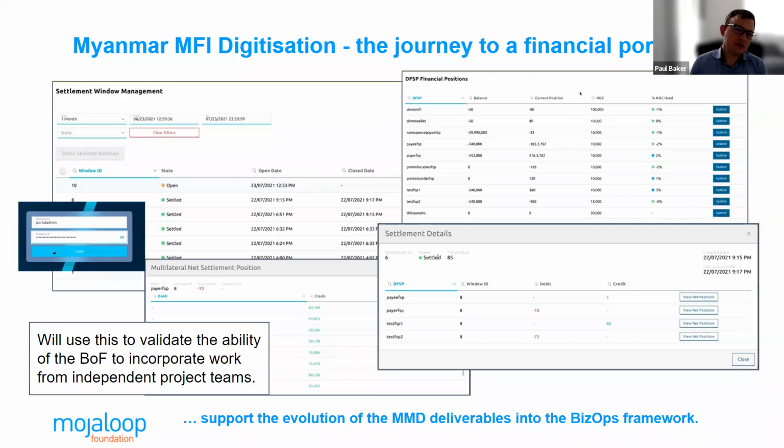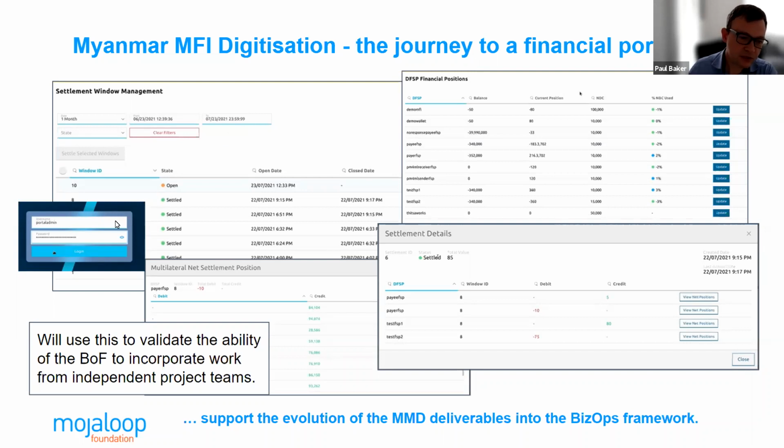So next, I would like to showcase some of the Myanmar MFI digitization. They've been on this journey to building the next version of the financial portal. And the reason why I think it's worth showcasing here is part of our plan is to make sure that this stuff is delivered into the bizops framework and available through the bizops framework.